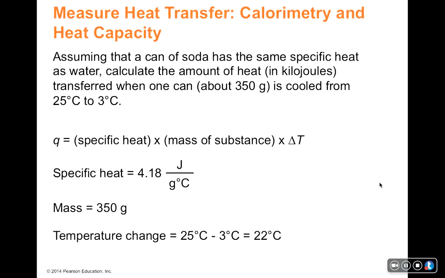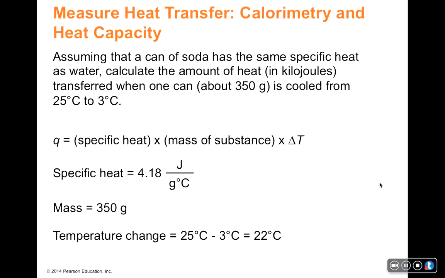Another thing that sometimes trips students up is how to figure out the delta T here. Again, delta T is going to be the final temperature minus the initial temperature. So you're looking for the information that tells you that. It says it's cooled from 25 degrees Celsius, so that gives you the initial temperature, to 3 degrees Celsius. That would be the final temperature.